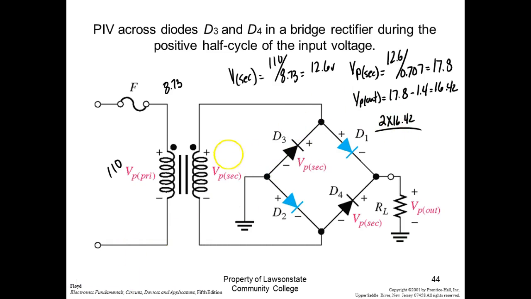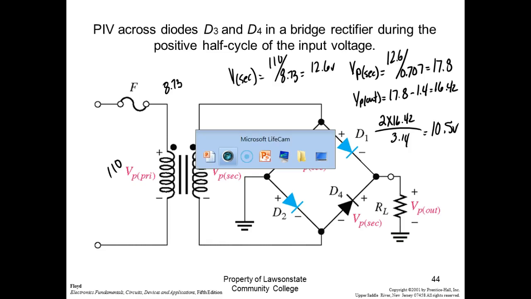Not divide. A while ago you wanted to divide it. No, it's not divided by 2. It's multiplied by 2 and divided by pi. And then we come up and get what? 10.5? Close to that. We okay? Okay.